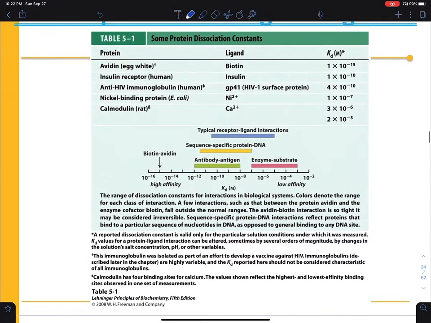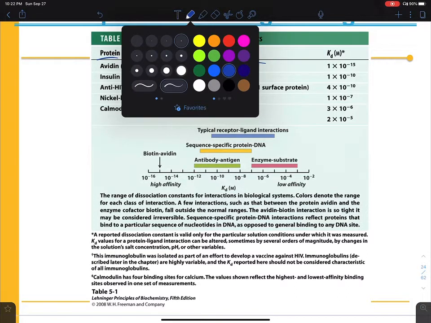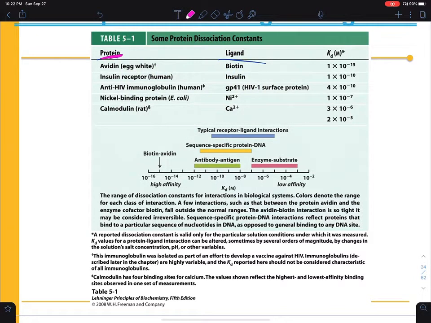And so here are various protein ligand interactions, and the KDs that correspond to them, right? And what you can see is that the smaller the KD, the tighter the reaction, the stronger the affinity of the protein for the ligand is.